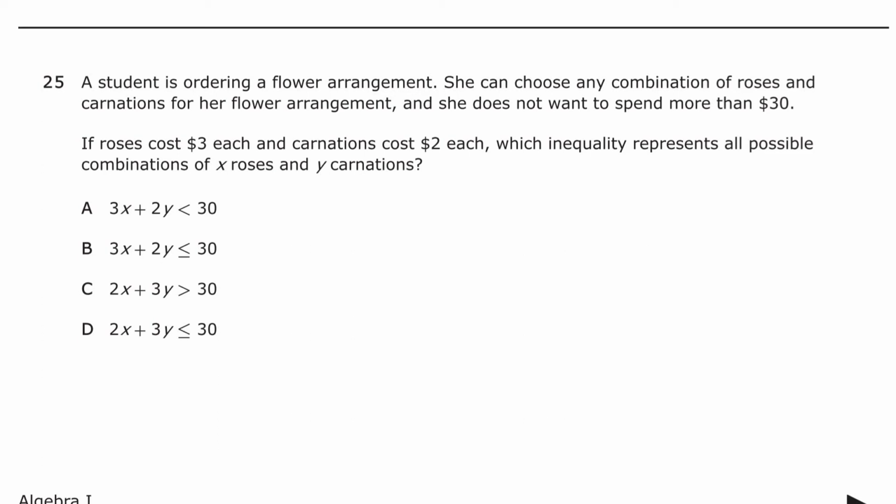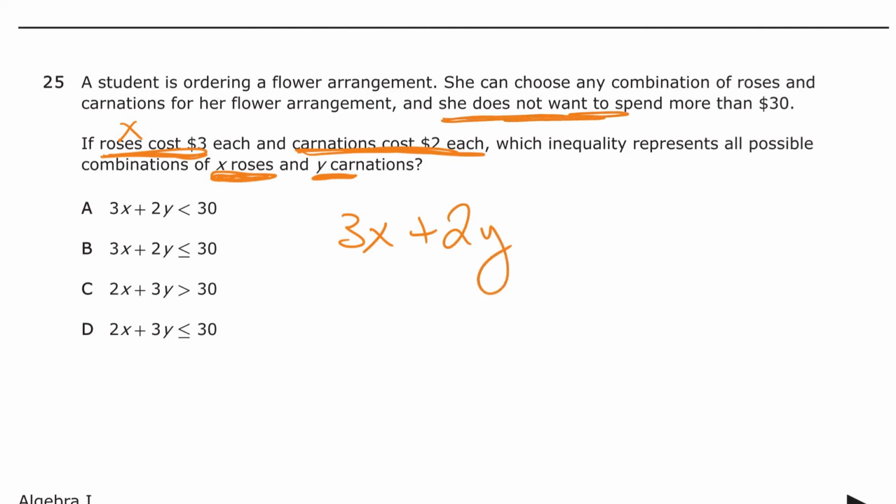We have a word problem. Here we're told roses cost $3 each. They want to call roses X, so that'll be 3X, plus carnations cost 2 each. They want carnations to be Y, so that'd be 2Y. And then here's the key phrase. She does not want to spend more than 30. So we know it's going to be 30 here. It's not an equation. It's not an equal sign. It's going to be an inequality. Not more than. So if it's not going to be more than 30, it's got to be less than 30.